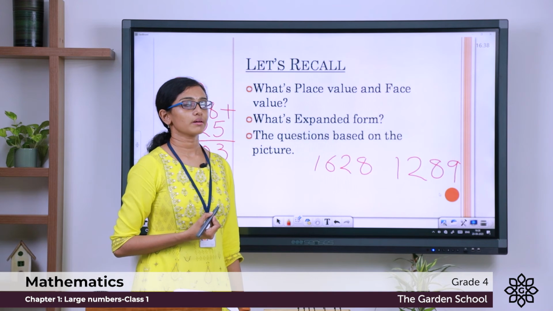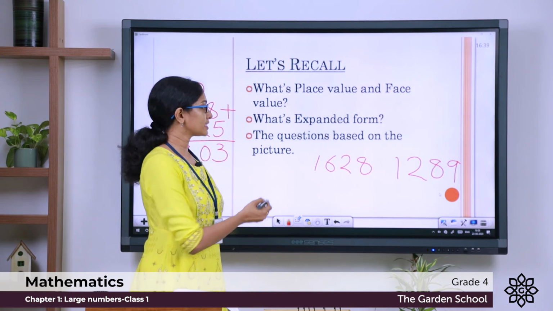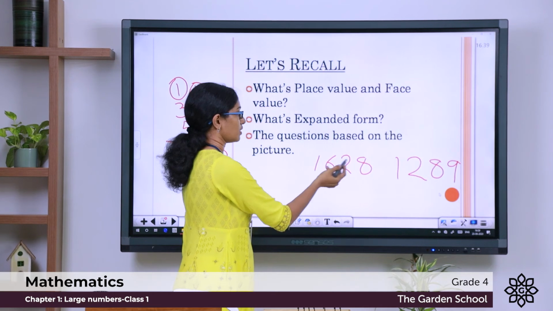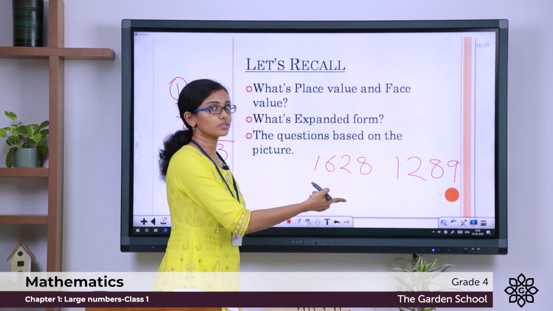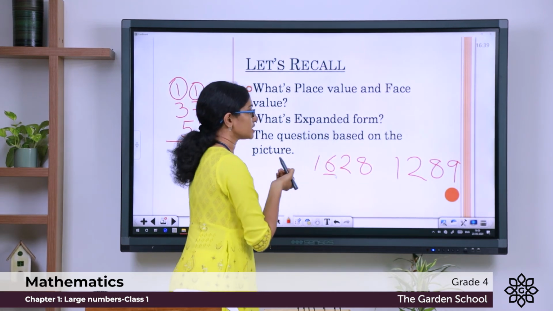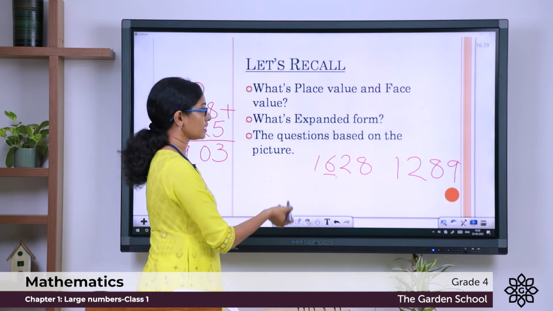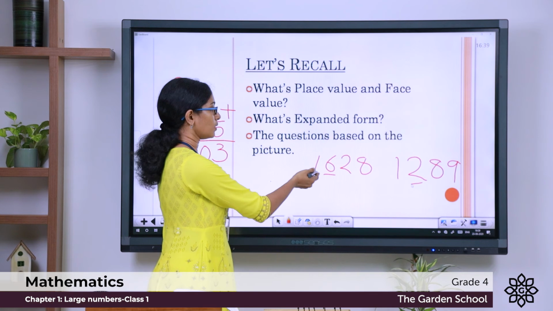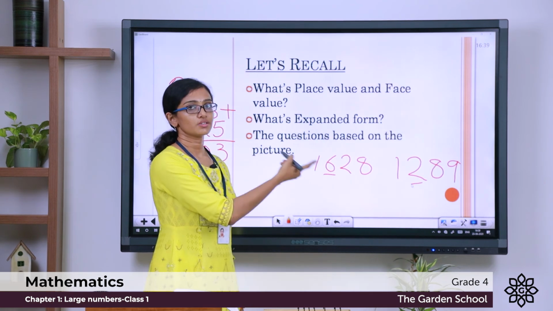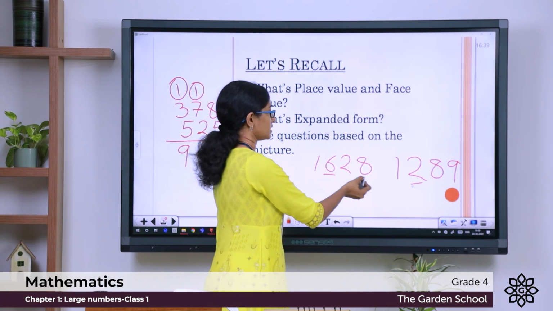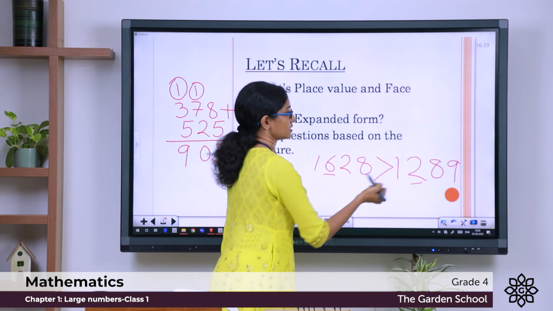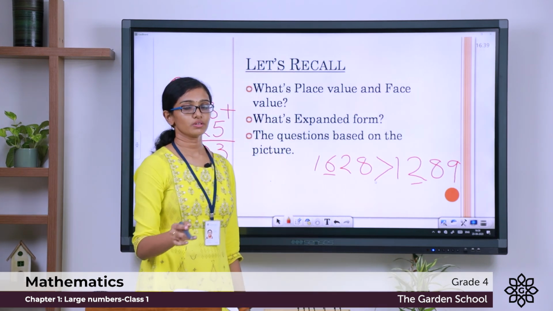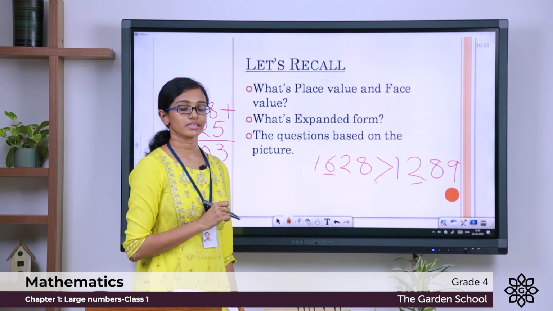Both of these are 4-digit numbers. So in that case we will check the digit in the thousands place first. So thousands place has 1 in both the numbers. So let's move to the next place. So, in hundreds place you have 6 in the first number and 2 in the second number. So, obviously 6 is greater than 2. So, we can write this digit is greater than this digit, which means the distance from Anu's home to playground through school is the greater distance.